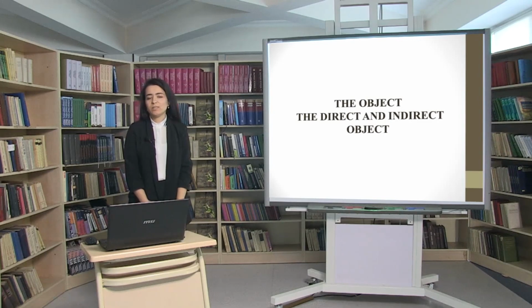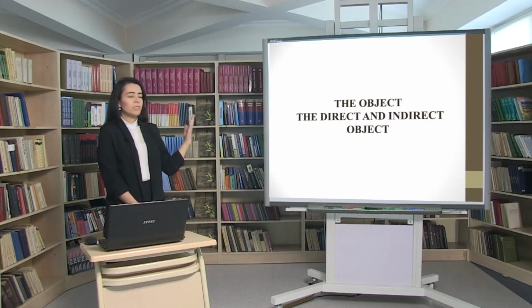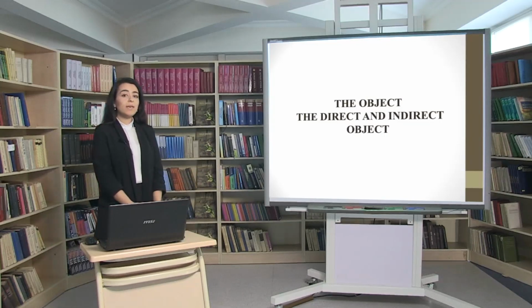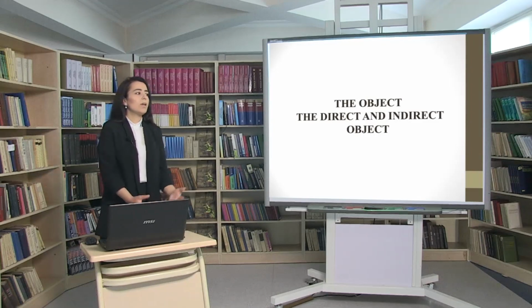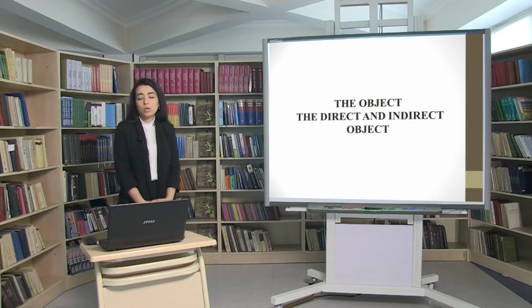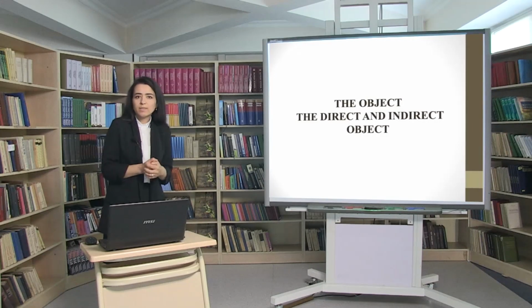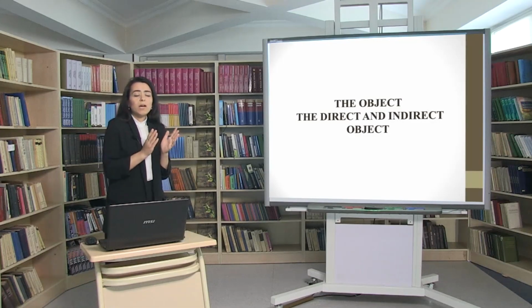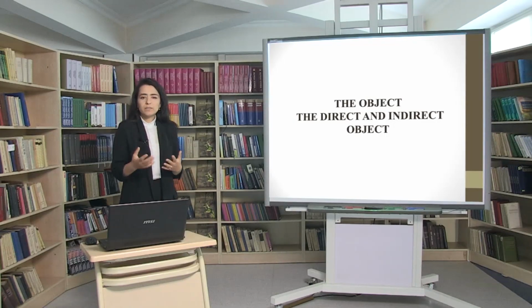Hello my dear students, today I'm going to explain a new grammatical material. As you see from the screen, today's lesson is about the object, types of object, the direct object and indirect object. First of all, as you know, the object includes to the syntax branch of grammar. And you know that syntax studies the types of sentences, the structure of sentences, word combinations, etc.